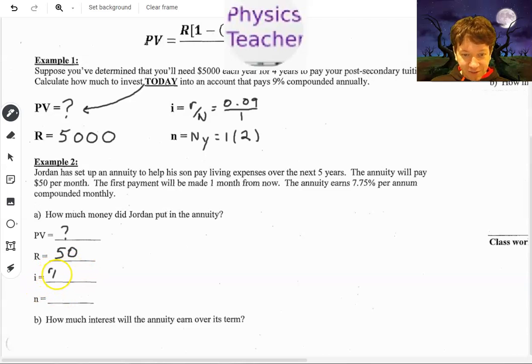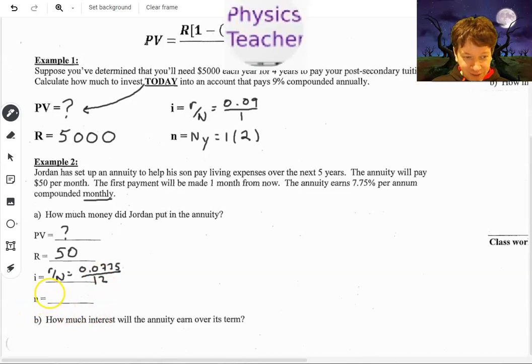And I is R over N, where R is the rate, 7.75%, so 0.0775, all divided by N. Now it says compounded monthly, so that's 12 times per year.